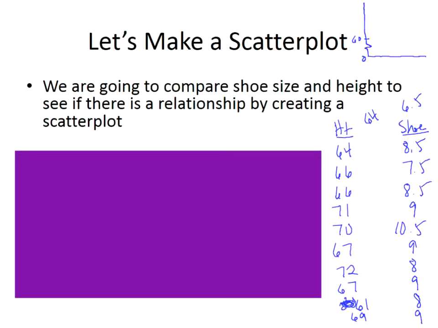Now I see some of you did shoe size going up and down, and some of you did shoe size horizontally, and that's fine. Okay? You still can get the same information. It's still the same information. The graphs may look just a little different. The scatter plots may look a little different, but that's okay.